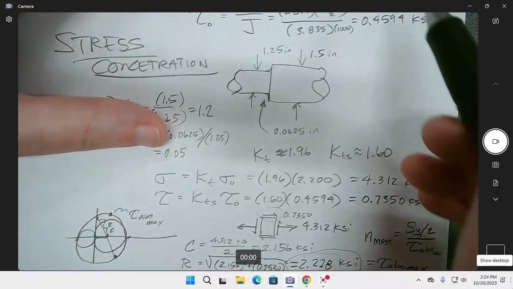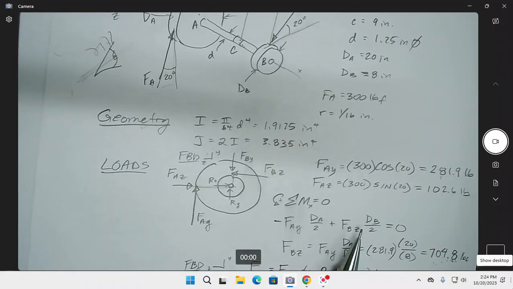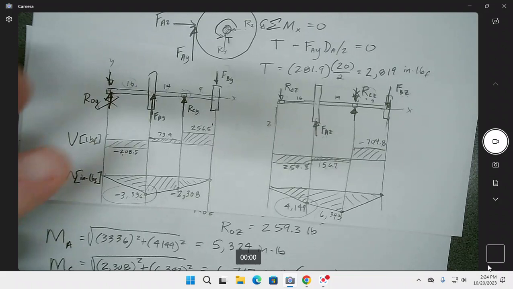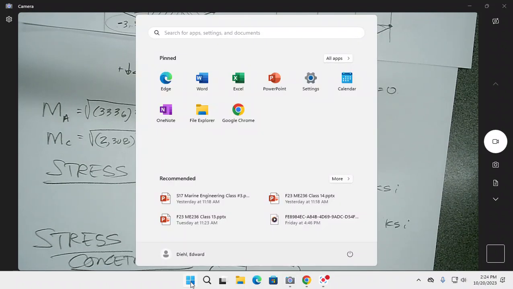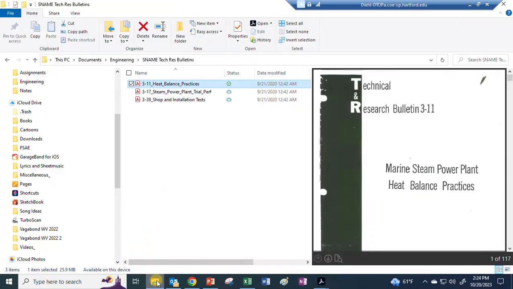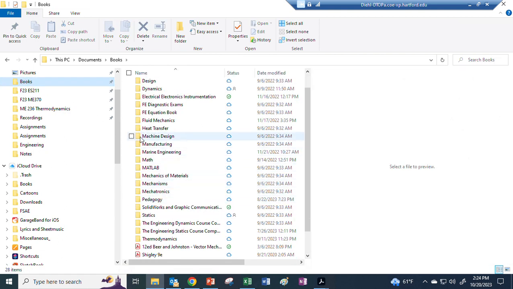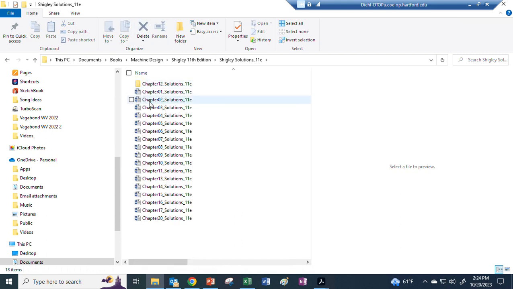I kind of want to take a look at these right here from problem 383 and see if we got the right number. Because I have a sneaky suspicion we didn't. I might have done something wrong. And if I did something wrong, I want to know what it is that I did wrong. Curiosity. So let's see. We got ourselves a book. Machine design. I still call it machine design. And Shigley 11th edition.